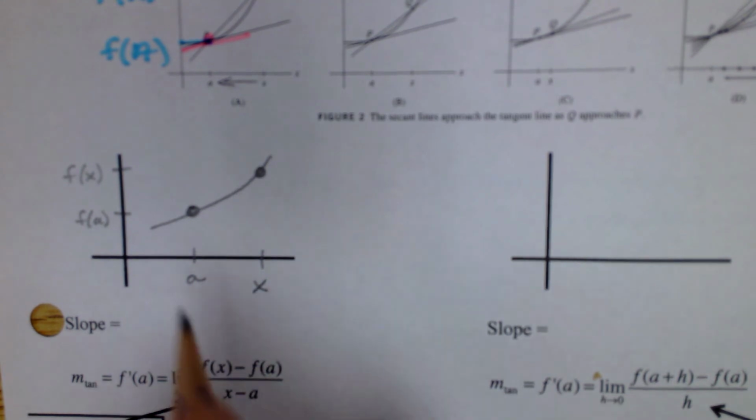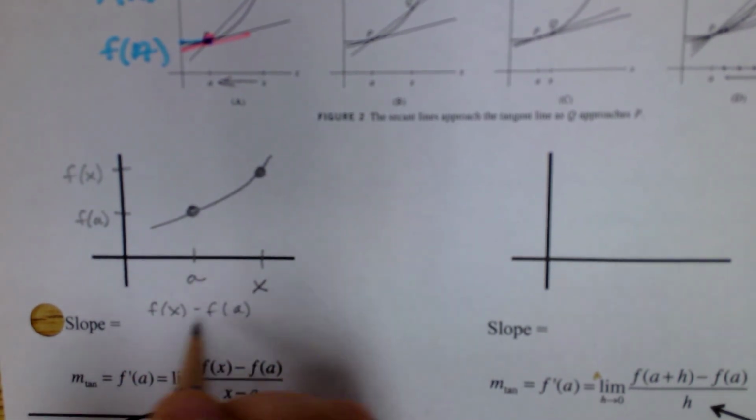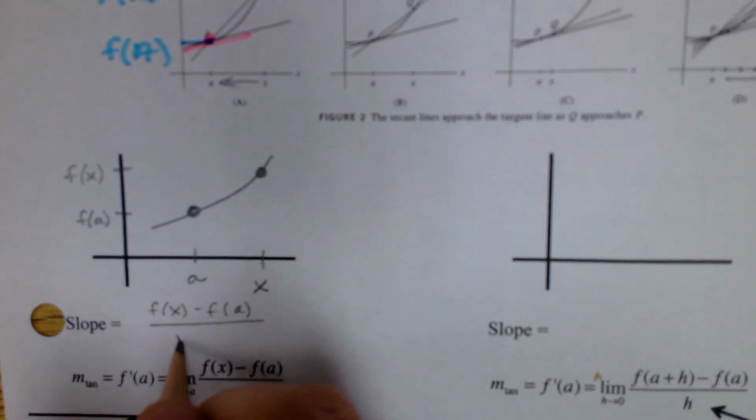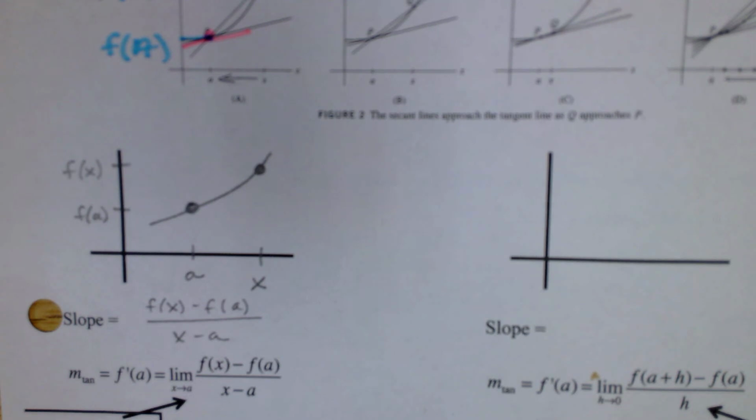We know that the slope between those, again, was f of x minus f of a, which is what I said out loud, and now we're writing in math terms, over x minus a. That's y minus y over x minus x. We're just using function notation now. Okay.